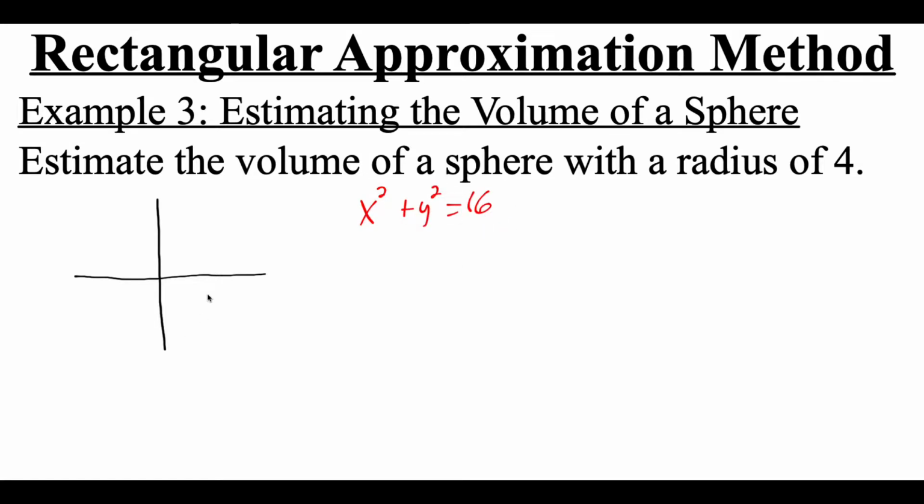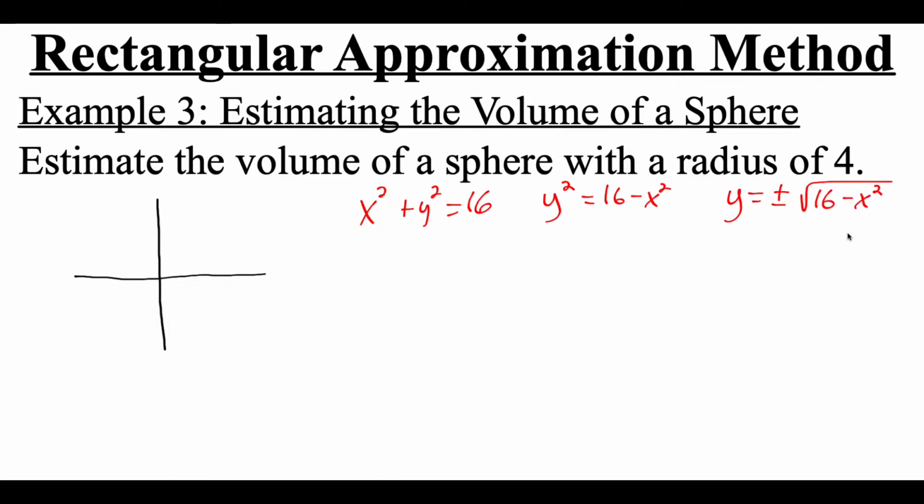Now, to be able to graph this out, I want to solve this to get y alone. So the first thing I would do is subtract that x squared over to the right-hand side. So we get y squared equals 16 minus x squared, but then I would square root both sides to get rid of that squared on the y. Now we do have to remember to put the plus and the minus in front of the radical, but we'll talk about what we're going to do with that in just a little bit.